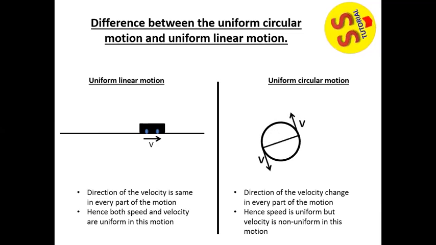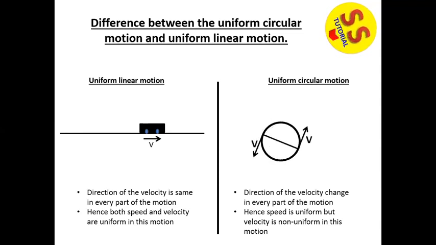Friends, we know clearly velocity is a vector quantity, but speed is a scalar quantity. That's why velocity has two components: one is magnitude, another is direction. But speed has only one component, that is magnitude. In both uniform circular motion and uniform linear motion, the magnitude does not change. That's why its speed is said to be uniform in both linear motion and circular motion.